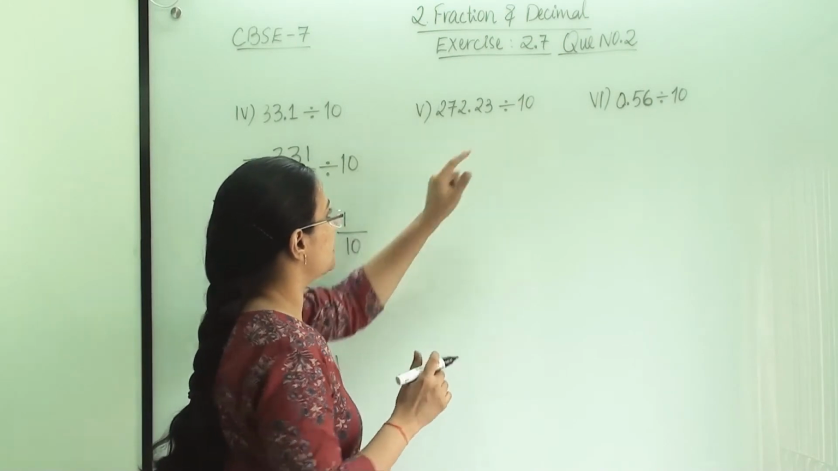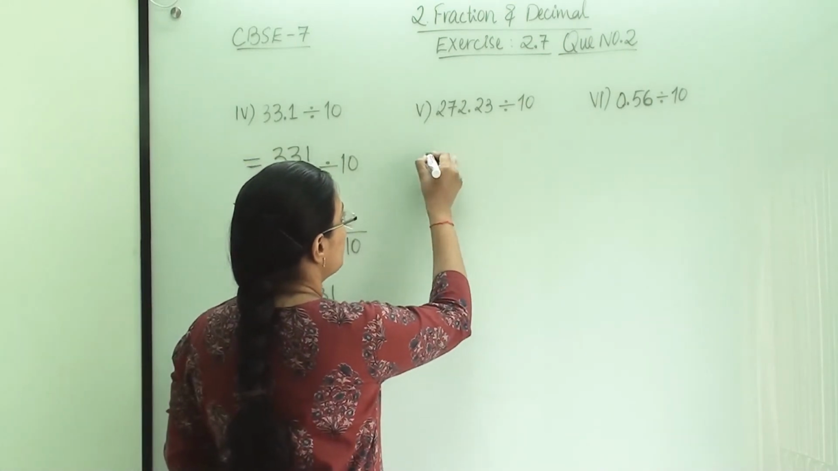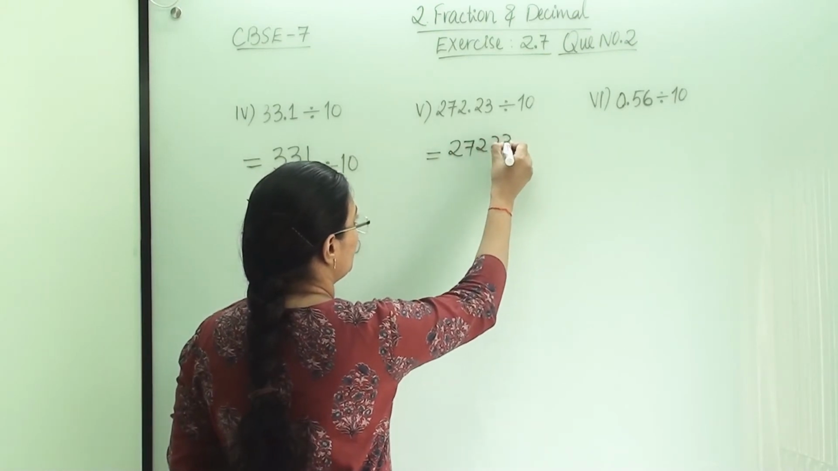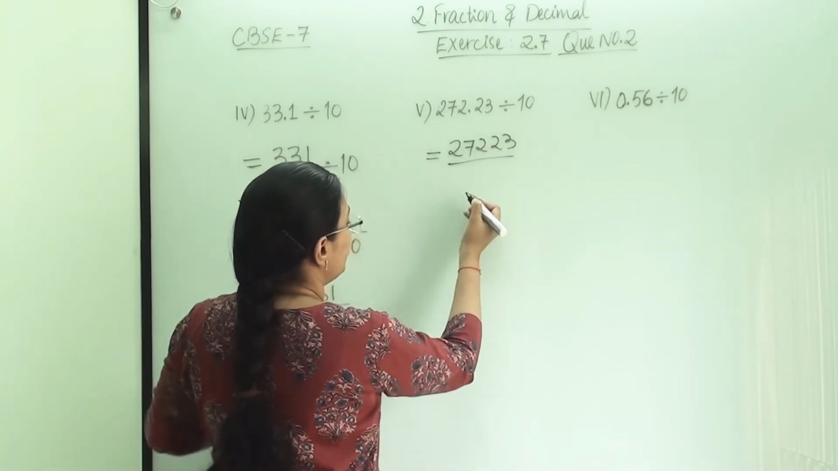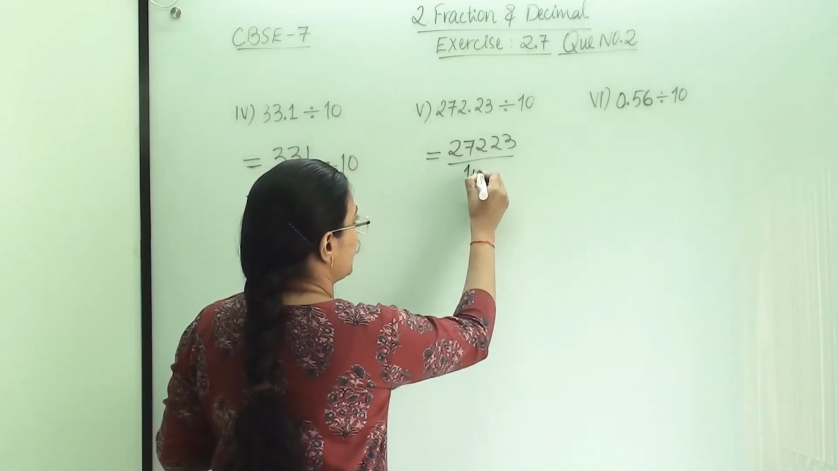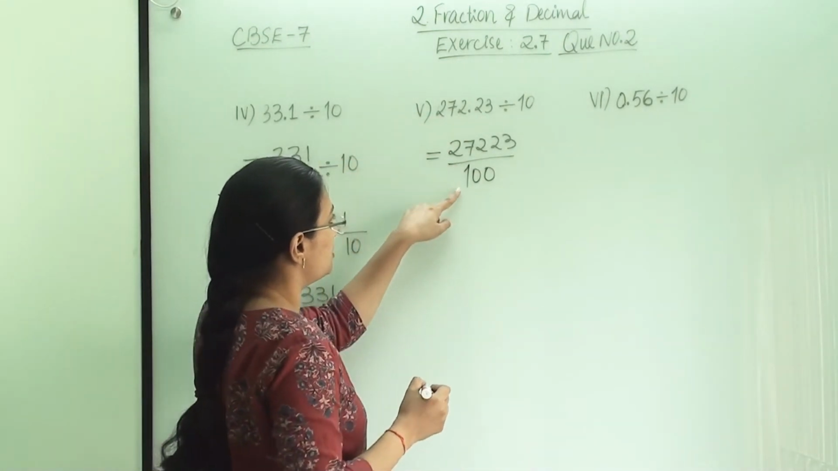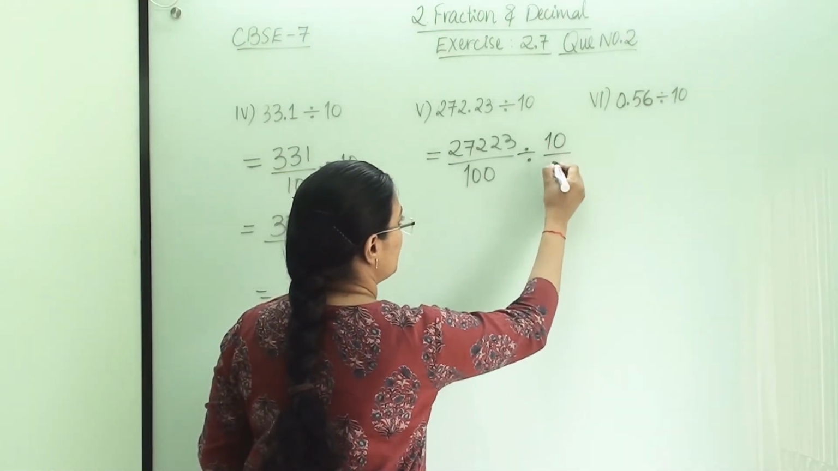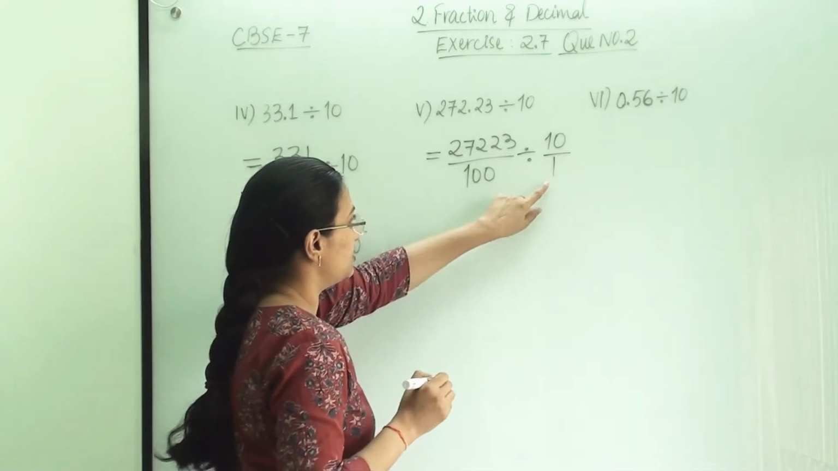Next numerical is 272.23 in division with 10. So let us first convert this number into its fraction form. 27223 is the total number, and after the decimal point there are two numbers. So we can write 100 in its denominator. Then in division with 10, and that is a whole number, so we can write 1 in its denominator.